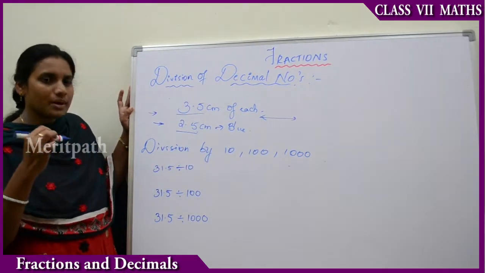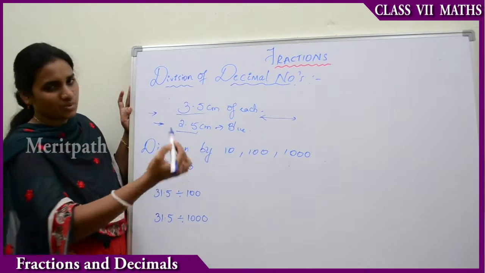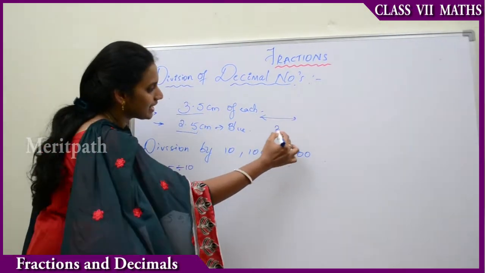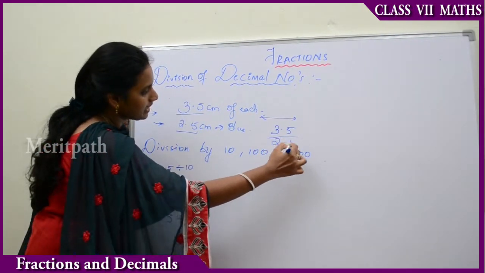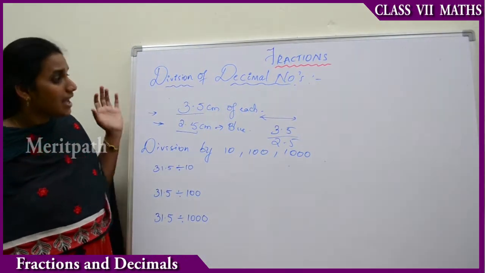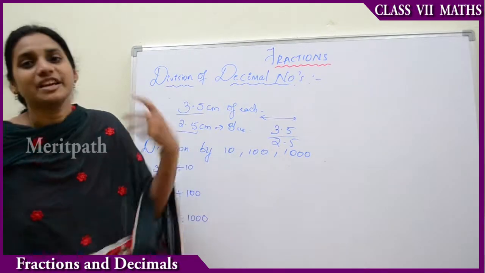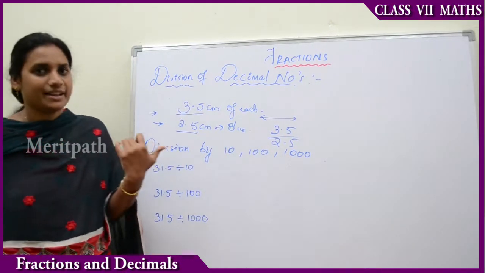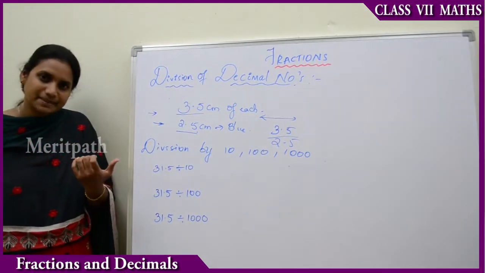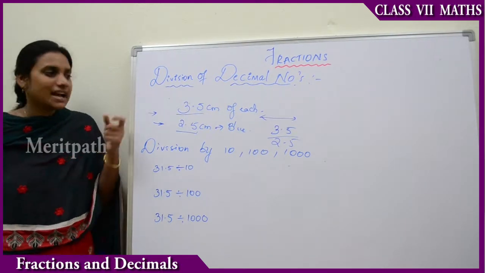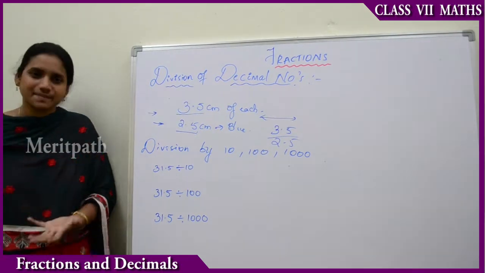And now my friend wants to divide these two values. Then how will it be divided? That is 3.5 divided by 2.5. That means we have one question such that division of decimal numbers is also there. That means division of decimal numbers is also applicable in maths. Now let us see how to divide the decimal numbers.